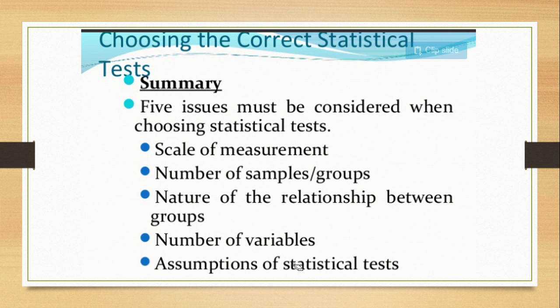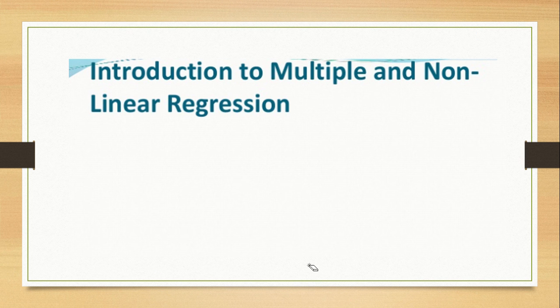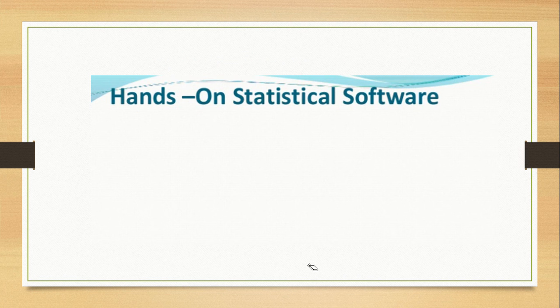Okay, so choosing the correct statistical test. Here is the summary. Five issues must be considered when choosing a statistical test: scale of measurement, number of samples or groups, nature of relationship between groups, number of variables, and assumptions of the statistical test. So we have here the introduction to multiple and non-linear regression. As mentioned earlier, for hands-on statistical software, you can use Excel or other software that can help you in calculating or performing your statistical tests.